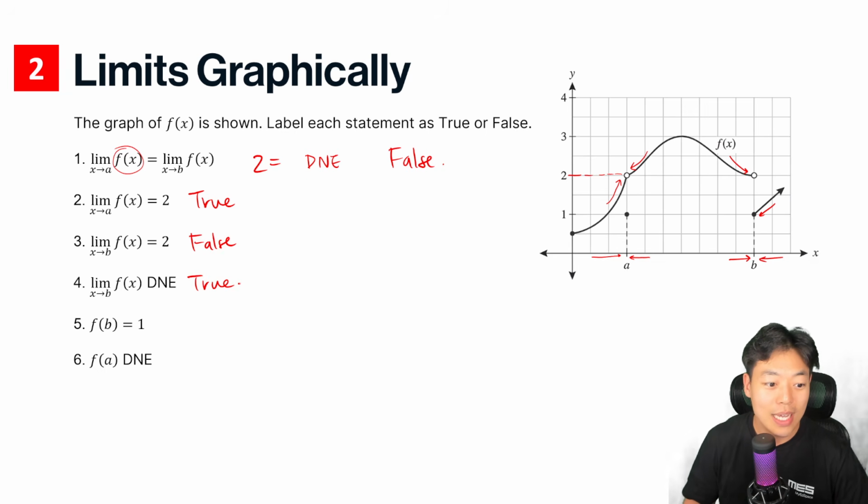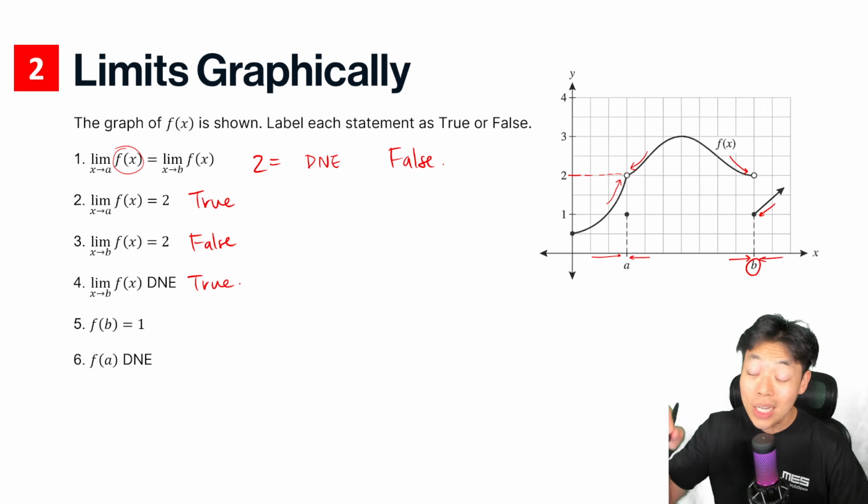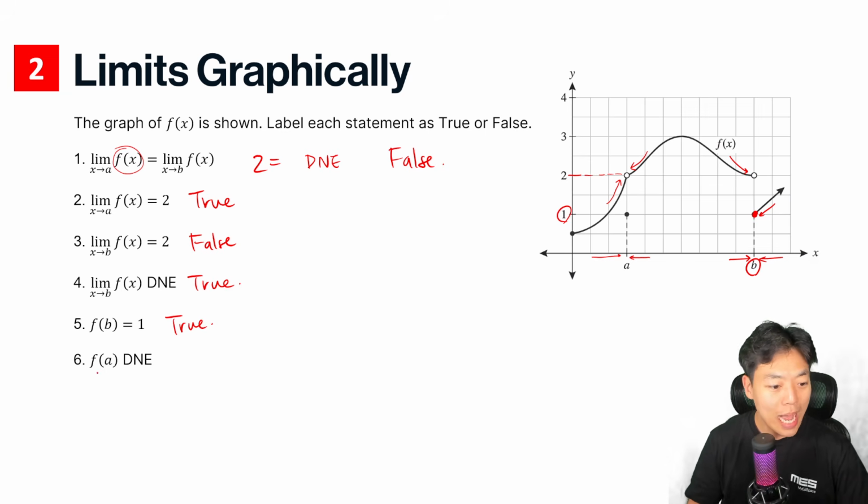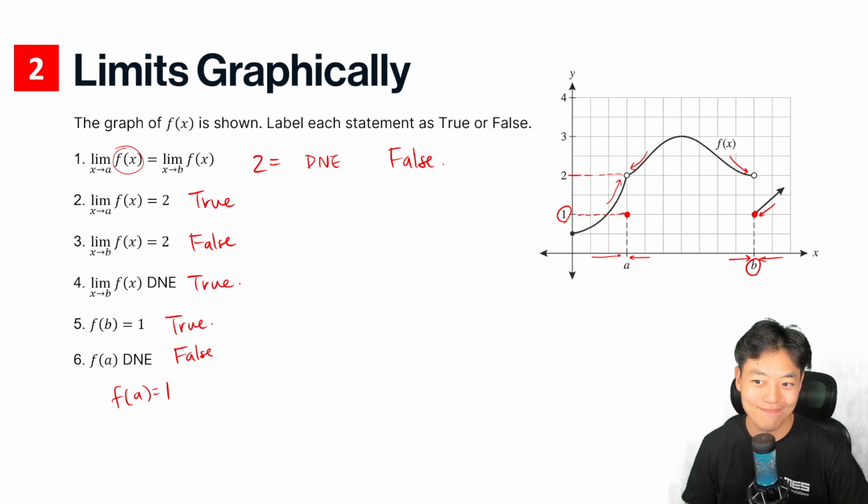This is true. Now, f of b is equal to 1. Let's think about that for a second. If we plug in b into the function, what is the y value that we get? This is our x value. Plug it into the function. What do we get? The closed circle. And what is the y value at that closed circle? 1. So this is true. How about f of a? When we plug in a into the function, we get this closed circle. What's the value of f of a? It's 1. So this is false because f of a is equal to 1.